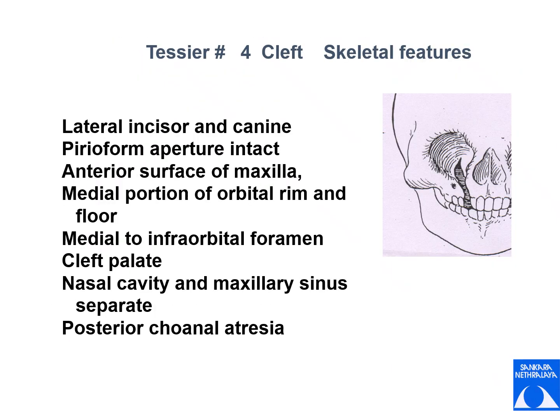Skeletal features of Tessier 4. The cleft between lateral incisor and canine. Piriform aperture is intact. Anterior surface of maxilla may have a defect. Medial portion of orbital rim and floor shows a defect, and it is medial to the infraorbital foramen. Cleft palate may be there. Nasal cavity and maxillary sinus are separate. Posterior choanal atresia is often seen.